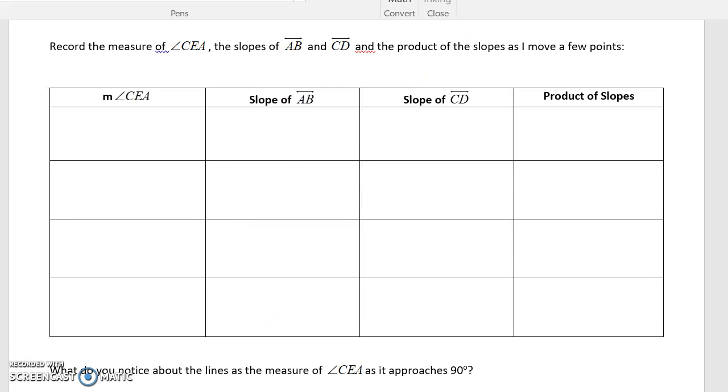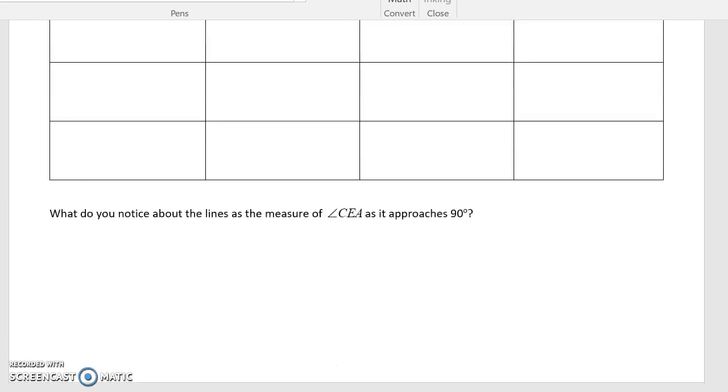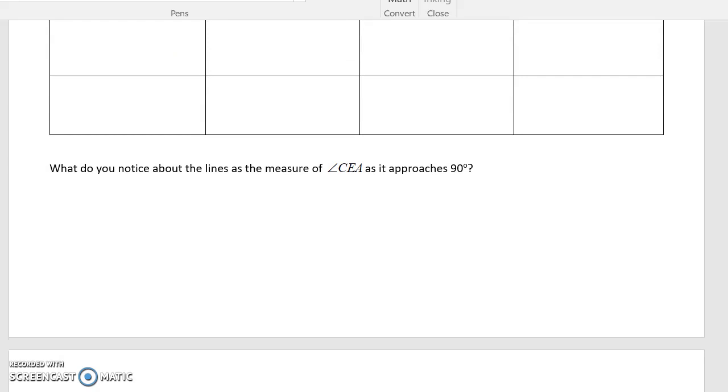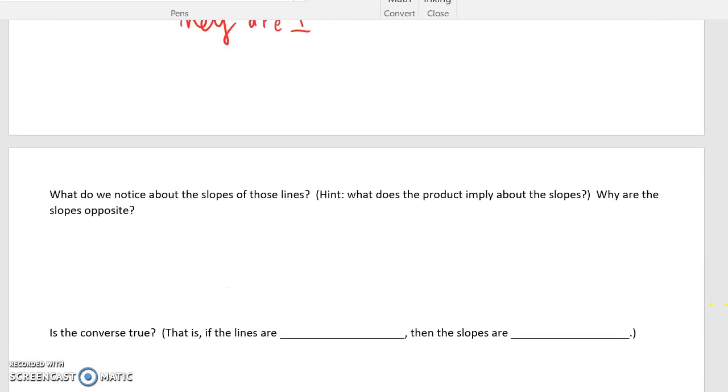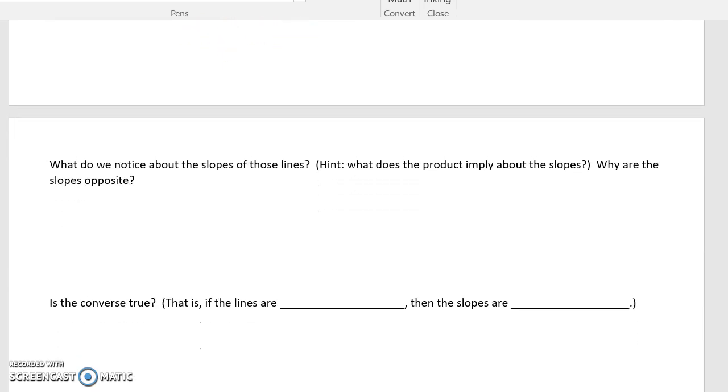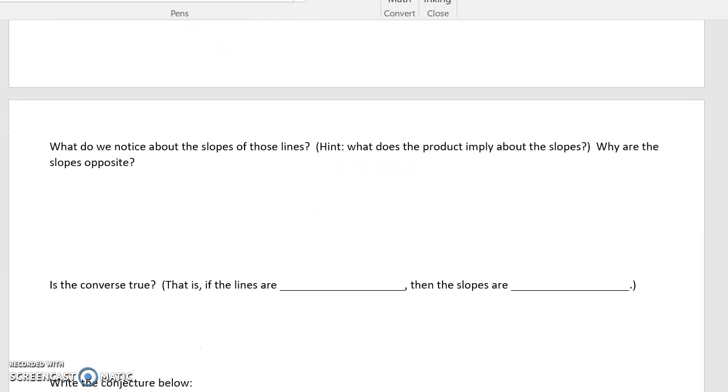So what did we notice about the lines as the measure of angle CEA approaches 90 degrees? They're perpendicular. Because that would be the definition, correct? What do we notice about the slopes? Hint, what does the product imply about the slopes? Why are the slopes opposite? So this one might not be as intuitive as the first one.